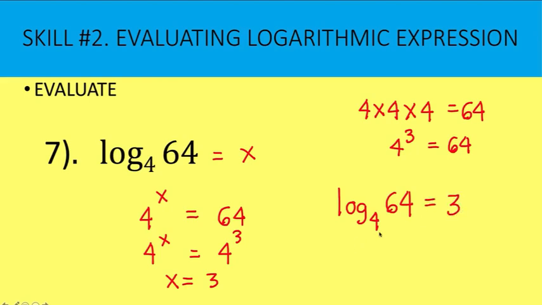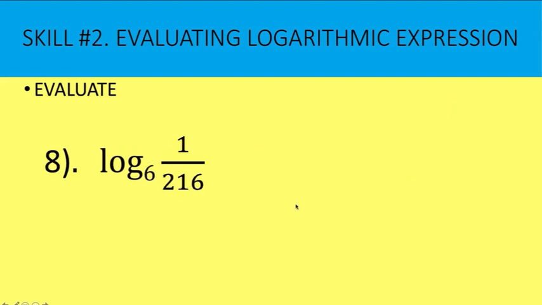And this means that we need to raise the base 4 to the exponent 3 so that we can get the power 64. Let's have another one. Without using a calculator, evaluate the logarithm to the base 6 of 1 over 216.